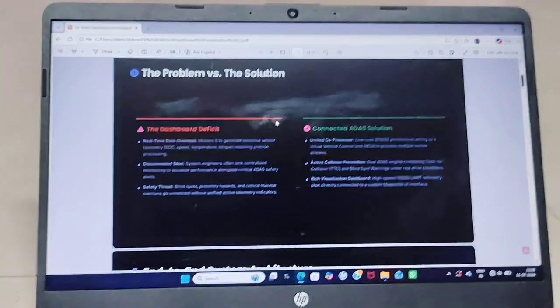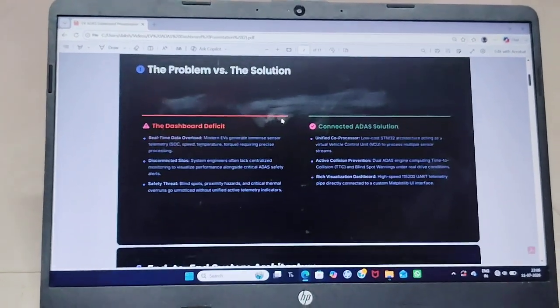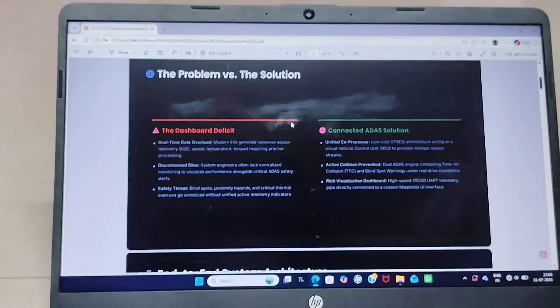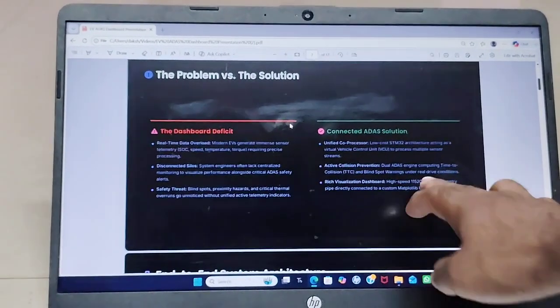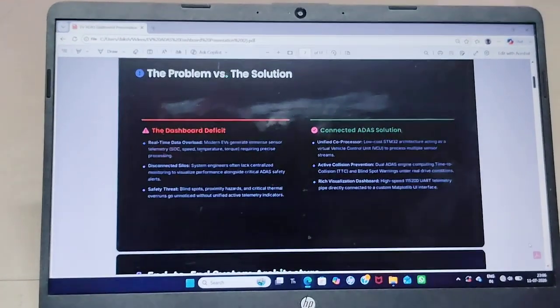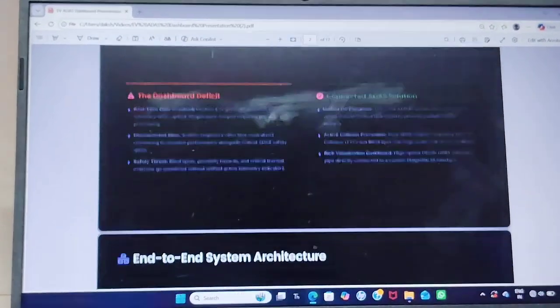Risk visualization dashboard: a high-speed 115,200 UART telemetry pipe directly connected to the custom MATLAB UI interface. Go to the next slide.